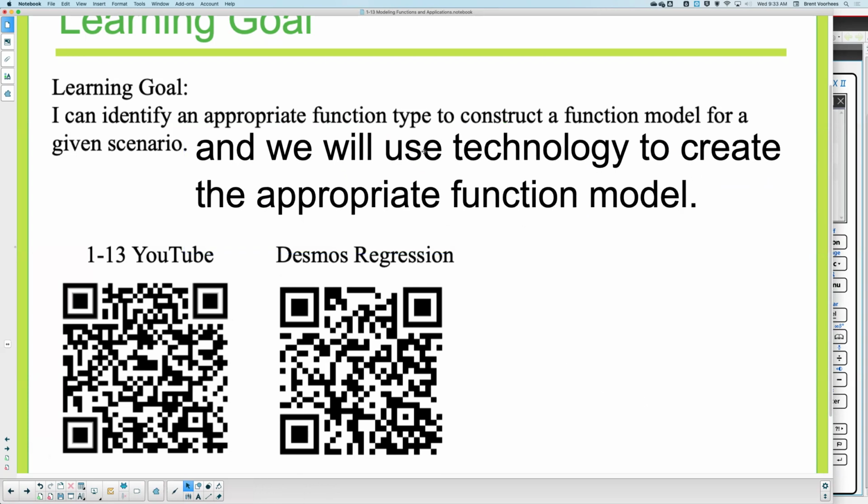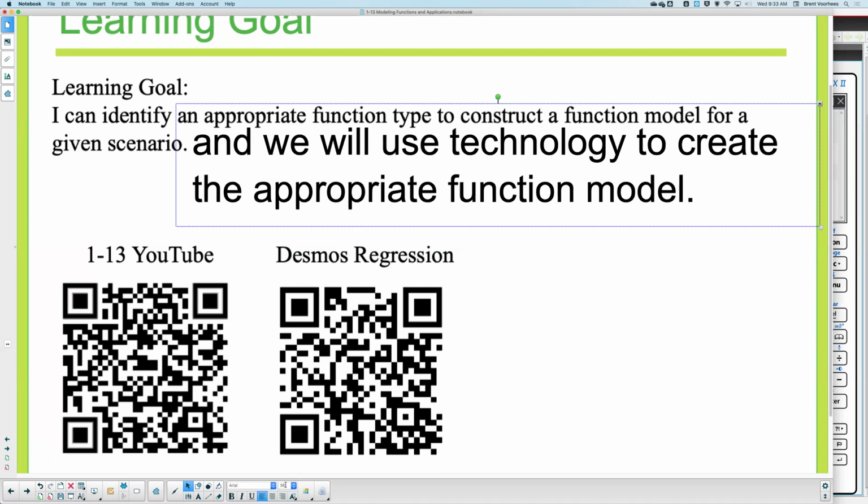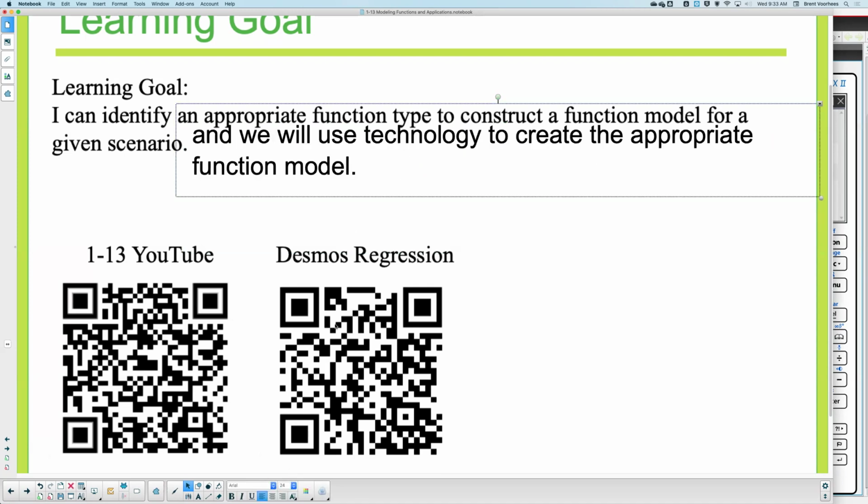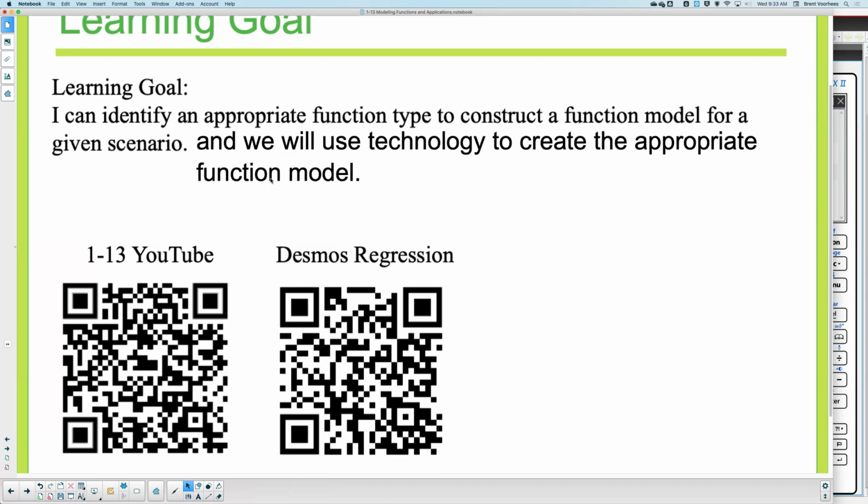As we go through, you're going to see me use the calculator. We're going to determine which model is appropriate. And then after we decide what's appropriate, we'll find the equation that models the appropriate type of equation. All right, so that's the plan for today. I don't know why it's not letting me cover that up. There we go. And that's our learning goal for today. All right, so let's get started.